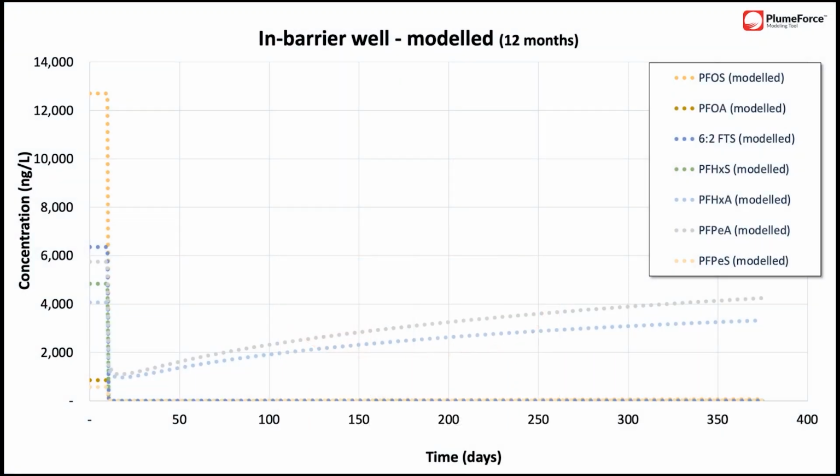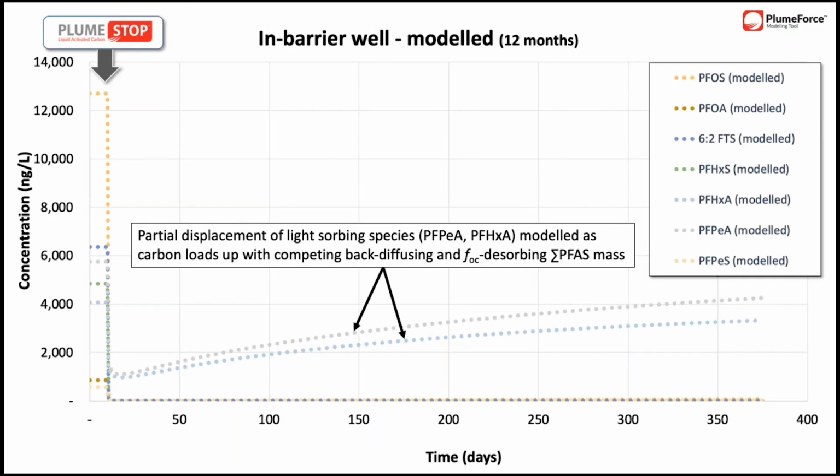What we're looking at here are modeled data for an in-barrier well on an actual United States project. We can see how the concentrations of all the PFAS species drop sharply on carbon application, but we can also see how the least sorbed species, in this case PFPeA and PFHxA, are not captured to the same degree. And we can see how their modeled concentrations in groundwater creep up over time. The creep up is due to competitive sorption, and indeed the incomplete capture to begin with is due to the same. The lighter species are more sensitive to competition.